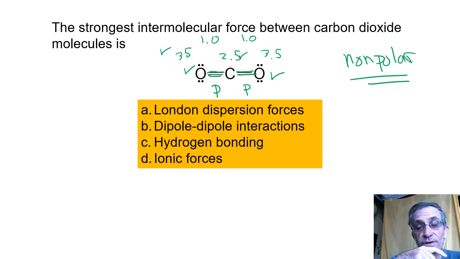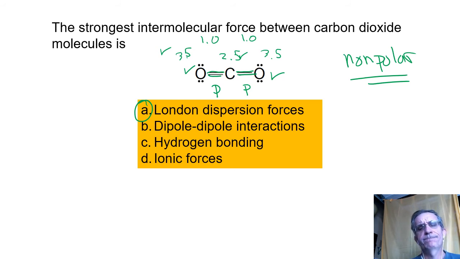All right, so what do non-polar things do? Non-polar things are held together with their neighbor by the weakest kind of intermolecular force, dispersion forces. So it should be A. So you'll have dispersion forces between carbon dioxide molecules.